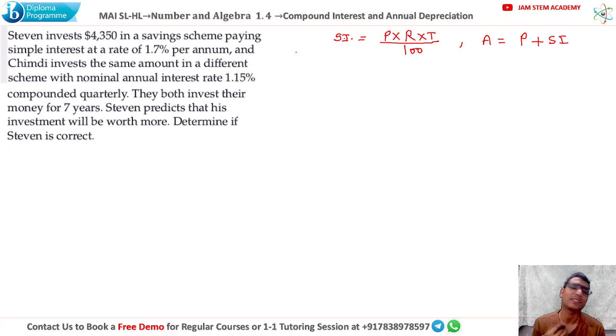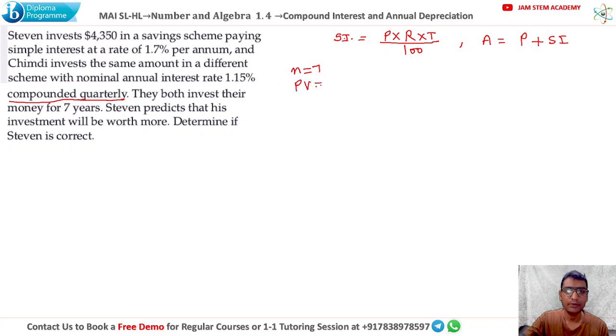In simple interest, we get the same amount after every year, not on the amount in the account at the end of the last year. Simple interest is always applied on the initial investment only. It says Chimdi invests the same amount, 4,350, in a different scheme that gives an annual rate of 1.15%, but it is compounded quarterly. Now they both invest their money for 7 years. So we already have the n value. The time is 7 years.